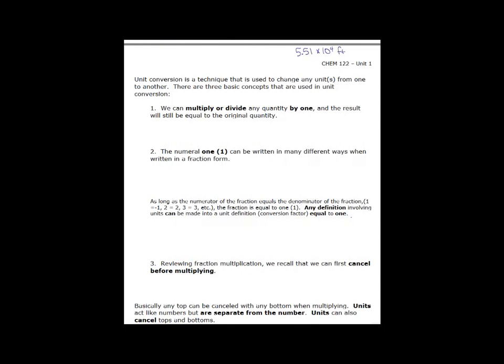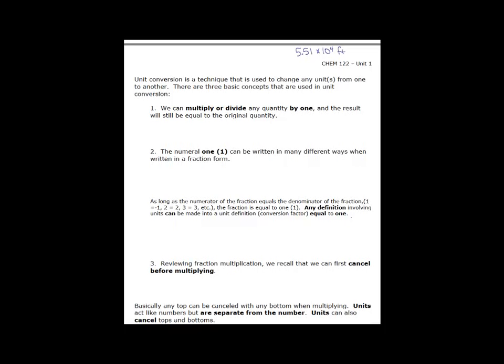Unit conversion is a technique that is used to change any unit from one to another. There are 3 basic concepts that are used in unit conversion. The first one is we can multiply or divide any quantity by 1, and the result will still be equal to the original quantity.